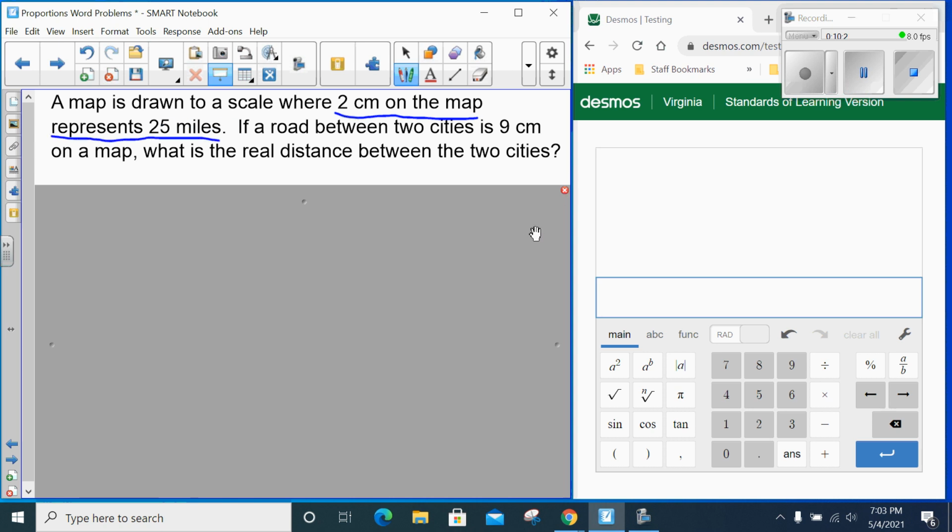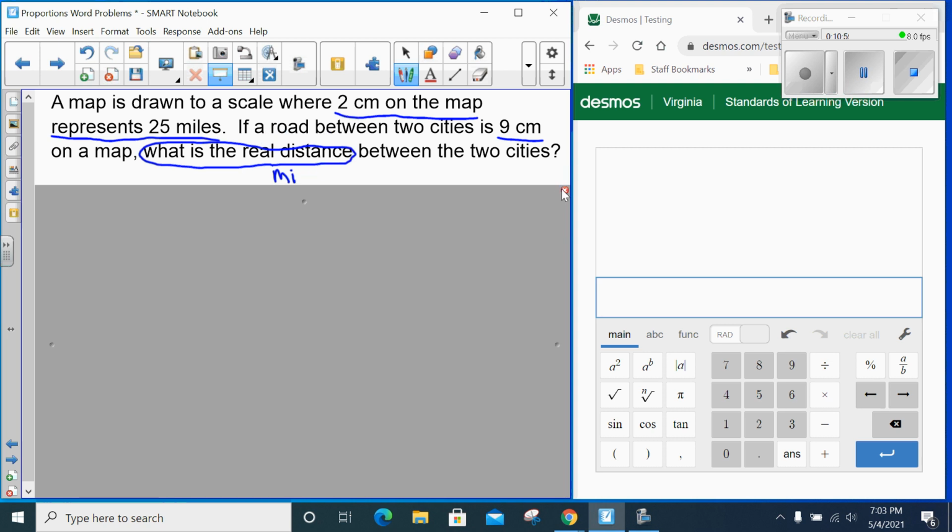If a road between two cities is 9 centimeters on a map, what is the real distance between the two cities? So it doesn't tell us if we're asking for miles or centimeters here, but we kind of have to imply it. If it wants to know the real distance, it wants to know what that would be in miles. Another way you could tell that is because they told us that it's 9 centimeters on the map, and we know centimeters was the units that we were using on the map, and miles was the units that we were using in real life. So the real distance is going to be the miles that we're looking for.